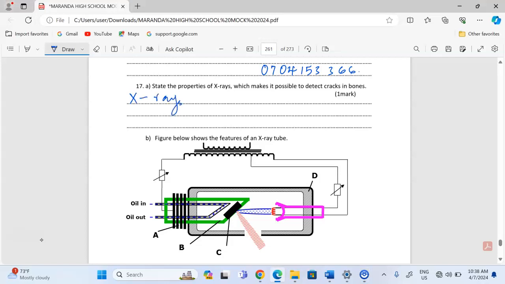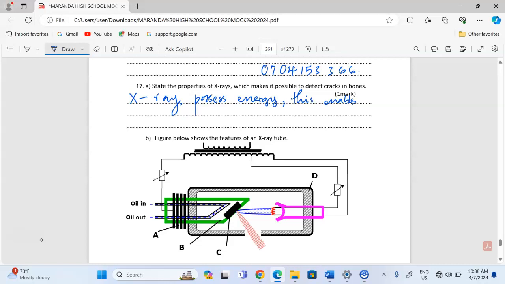X-rays possess energy. Now it should be known that it is this energy which enables X-rays to penetrate matter. And if they have the ability to penetrate matter, then when there is a crack in a bone, it can be detected.